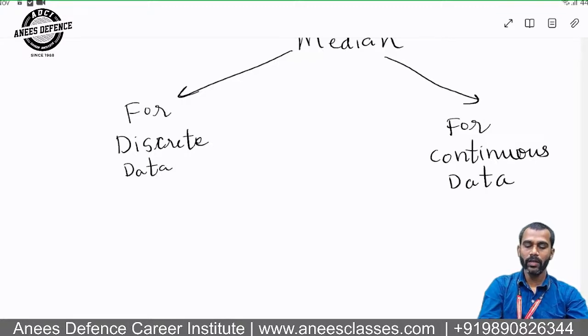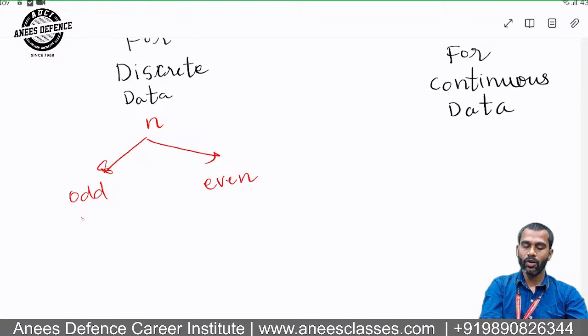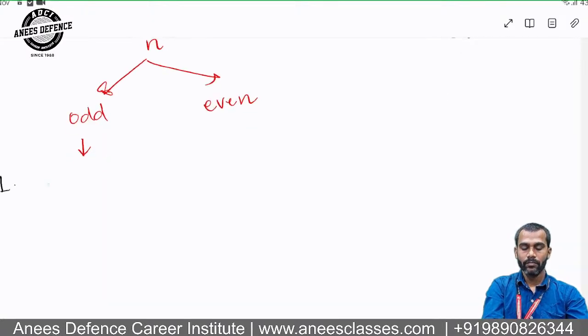Tell me, for discrete data, suppose n is the number of observations, odd or even. If the number of observations is odd, then what do we have to do? First step, arrange all the data in ascending or descending order. So I'm just writing: arrange the data.